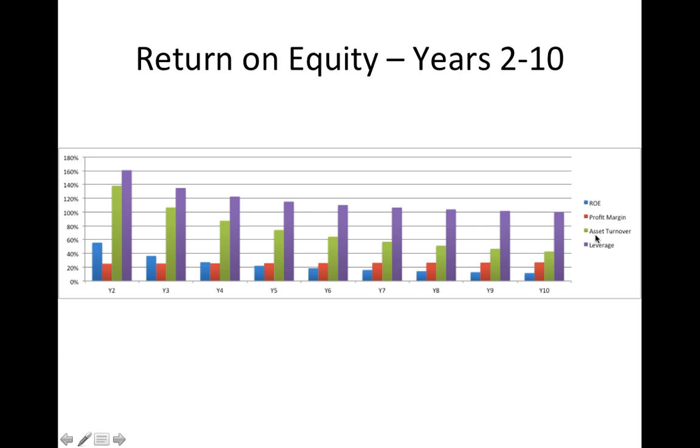The other thing that's going on is that our leverage is actually decreasing. If you'll remember, leverage is assets over equity. And you'll see that by year 10, it's at 1. It's 100%, meaning we're 100% equity financed. It's because we took out that big loan to buy the assets, and then we paid it all off, and we've not taken out any more loan.